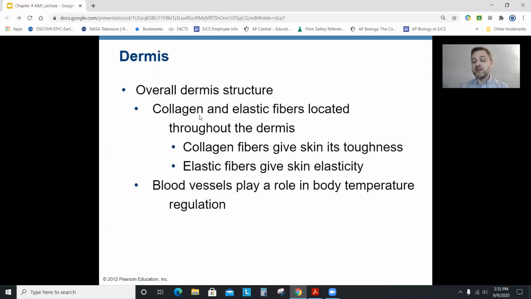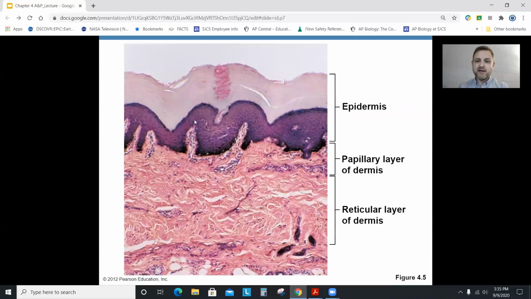If you're too hot, your blood vessels can dilate, can expand, which is a way of the blood vessels losing heat to the outside environment. If you get too cold, your blood vessels can constrict or become narrower, which is a way of conserving heat inside your body.